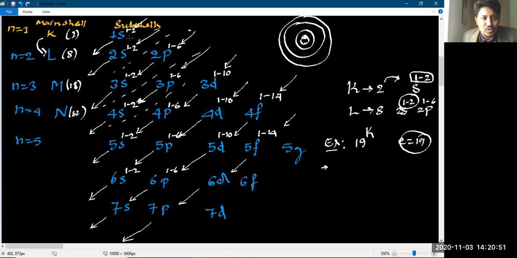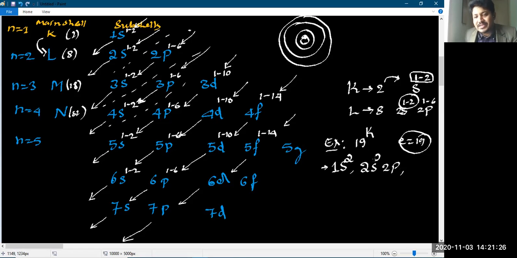Out of 19, 2 electrons fill in the first shell. What is the first shell? 1s. I would like to write 1s here. What is the capacity of that shell? Maximum 2 electrons. So I can place 2 electrons here. After filling 2 electrons in the first shell, the remaining electrons jump to the next shell. What is the next shell? The L shell. The L shell has 2 subshells, 2s and 2p.